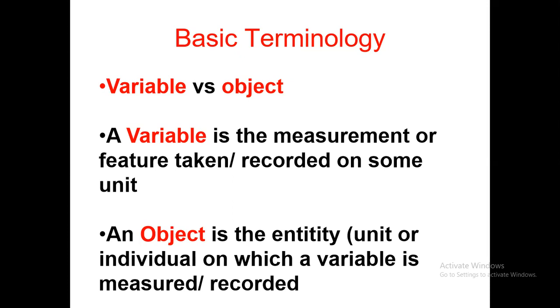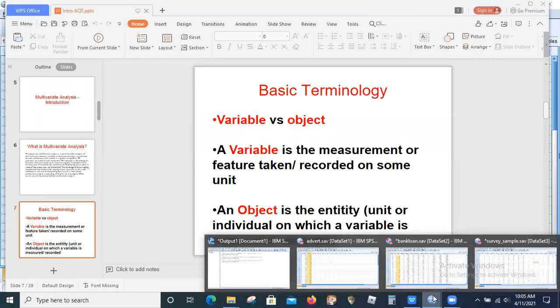And the second phenomenon is that of object. Another name for object is unit or individual, or you can also call it the entity. An object is the entity on which a variable is measured or recorded. So in the SPSS data set that I have just shown you on the screen, each column of that data set represented a variable, while each row of that data set represented an object. This distinction would also become very important as we move forward. When you're looking at the data set, okay, let me show you again the multivariate data set.